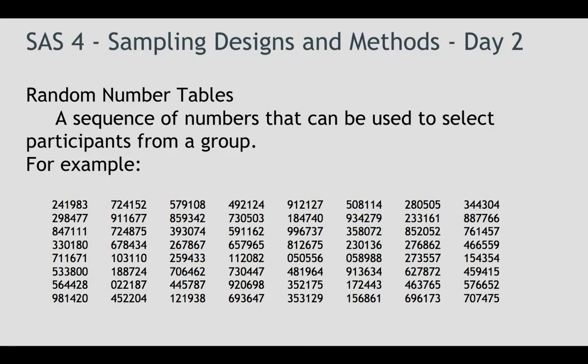All right, random number tables. I told you we'd go over random number tables today. It's kind of a difficult concept. It seems simple, but the application is difficult to use if you don't understand numbers really well. So a random number table is a sequence of numbers that are used to select participants for a group. For example, this is a good example of a random number table. Now, how do you use it?